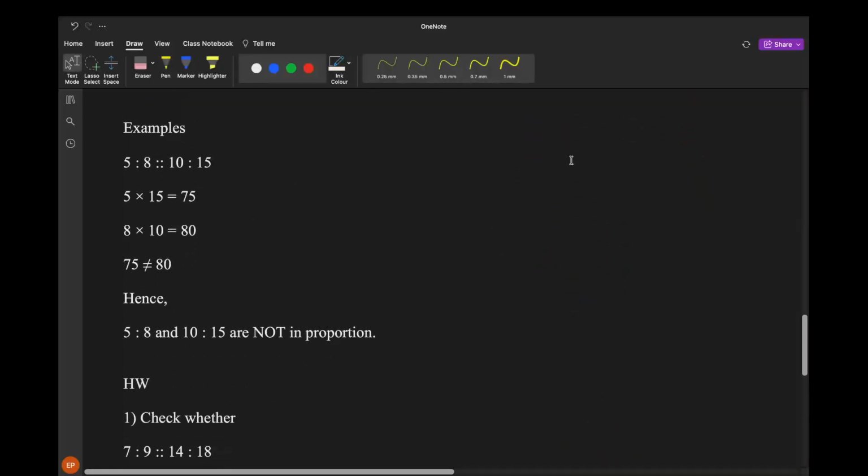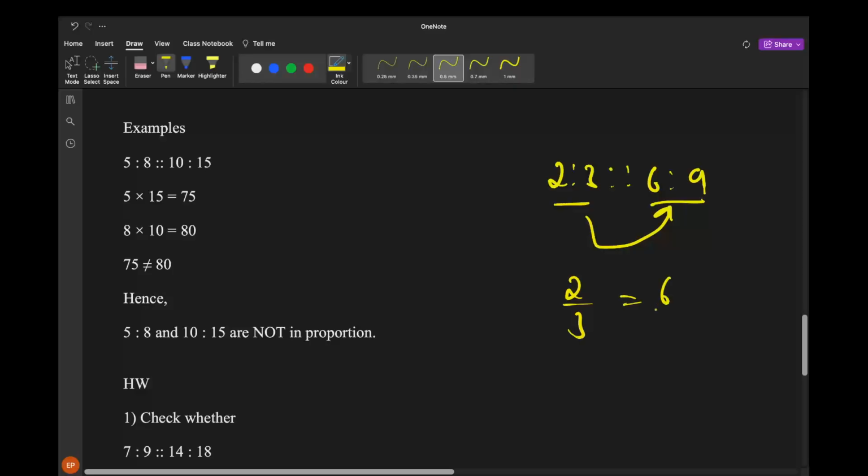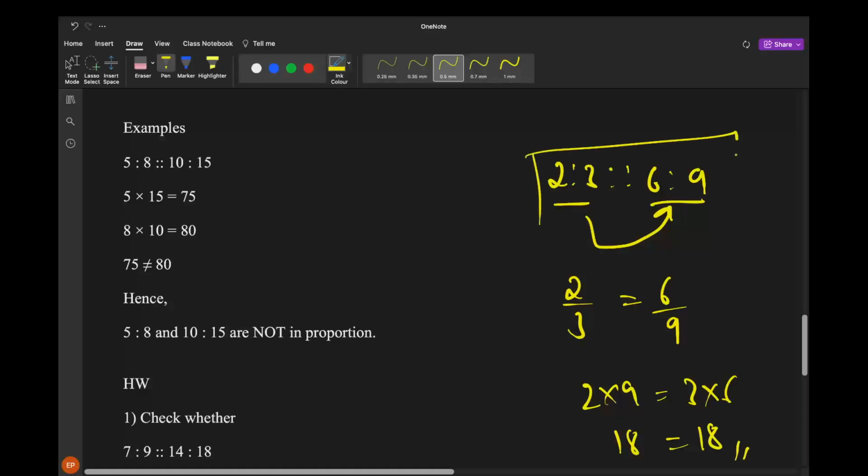As I told before, 2 is to 3 proportion to 6 is to 9, right? These two are equivalent ratios, meaning 2 by 3 must be equal to 6 by 9. So that's why we cross multiply. 2 into 9 equal to 3 into 6. We check whether we are getting both answers the same. 2 9s are 18. 3 6s are also 18. Meaning 18 is equal to 18. Then the given ratios are in proportion.